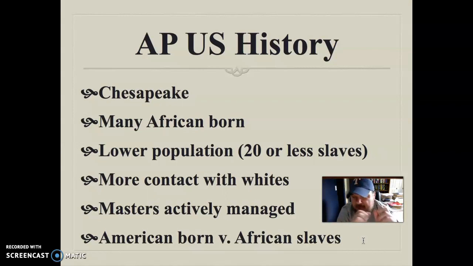Now there is an interesting dynamic in the slave communities among American-born and African-born slaves. Obviously, the first one that jumps out at you would be the difficulty in communicating between American-born slaves who know English and African slaves that do not speak English. The problem with the African slaves was they maybe didn't even speak the same dialect because they came from different tribes in Africa. So you might have a number of African slaves that can't really communicate with each other as well, which made for a problematic situation.